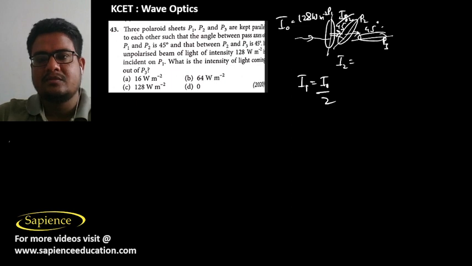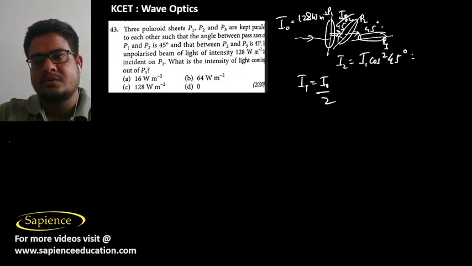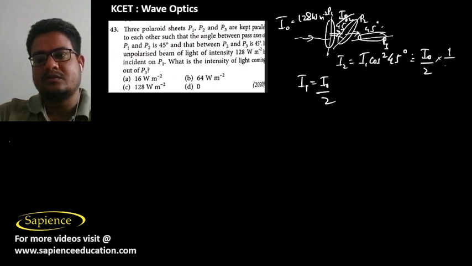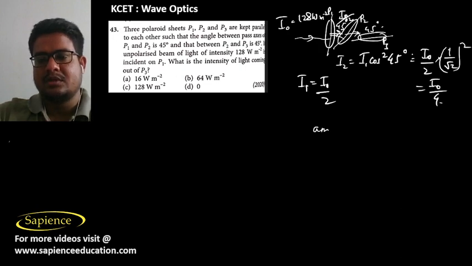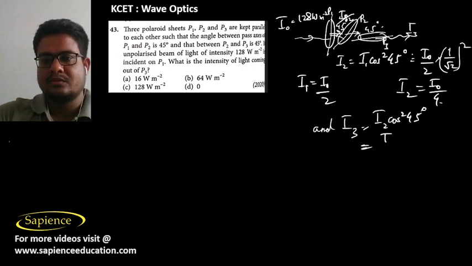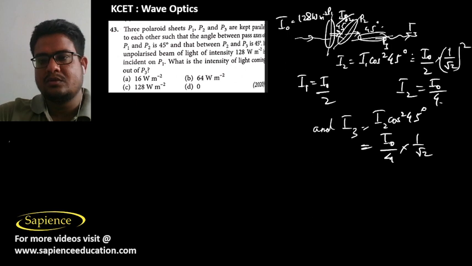The intensity coming out from P2, which is I2, will be I1 cos square 45 degree, which will be equal to I0 by 2 into cos 45, 1 by root 2, its whole square, which is I0 by 4. And the intensity coming out from P3, that is I3, will be equal to I2 into cos square 45 degree. So I2 is I0 by 4, so this is I0 by 4 into 1 by root 2 whole square.